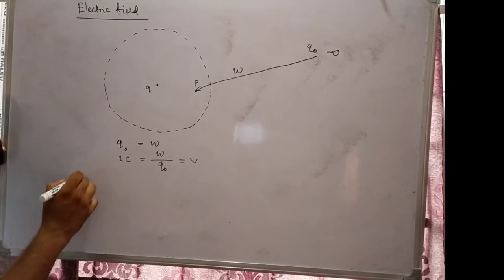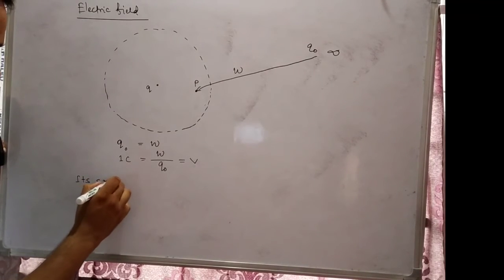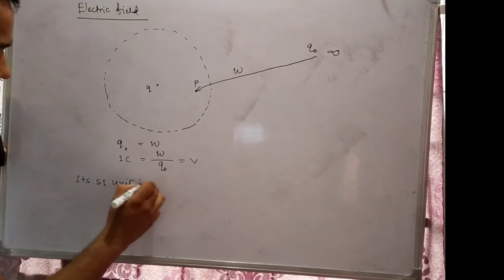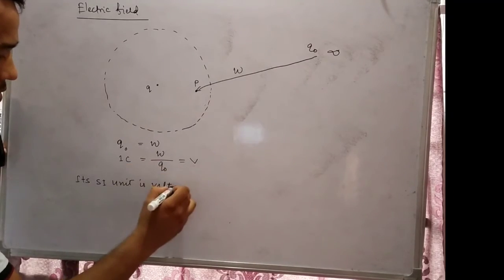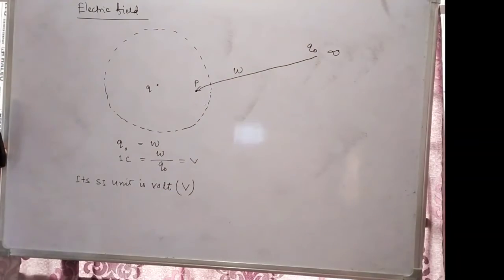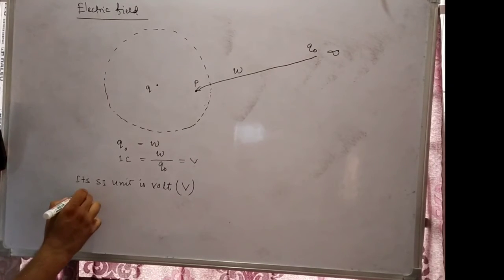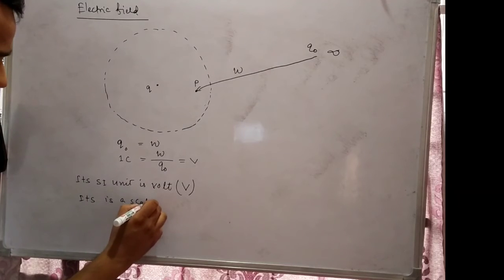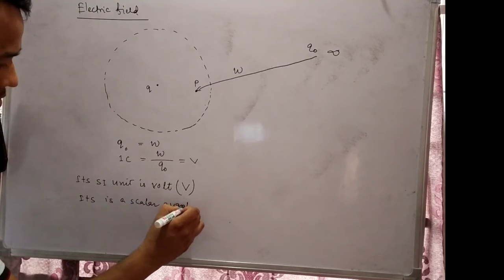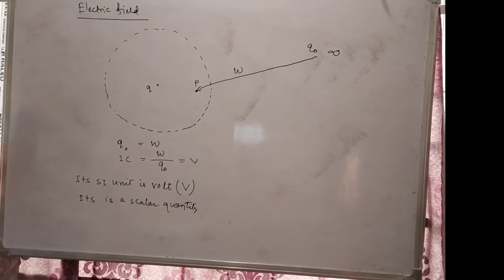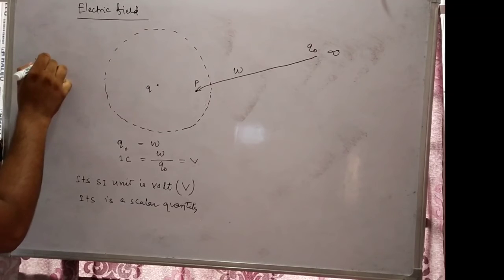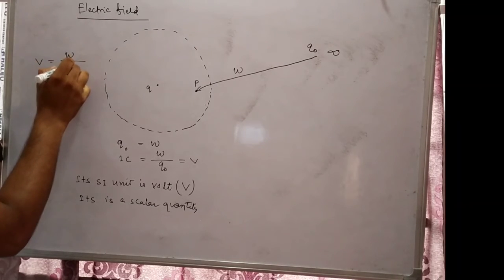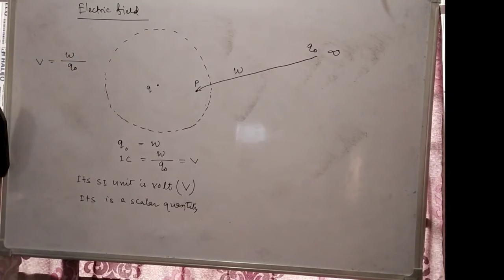Its SI unit is volt. Volt is represented by capital V, and it is a scalar quantity. Now we have the formula for electric potential, that is W by Q naught: potential equals work done by charge.